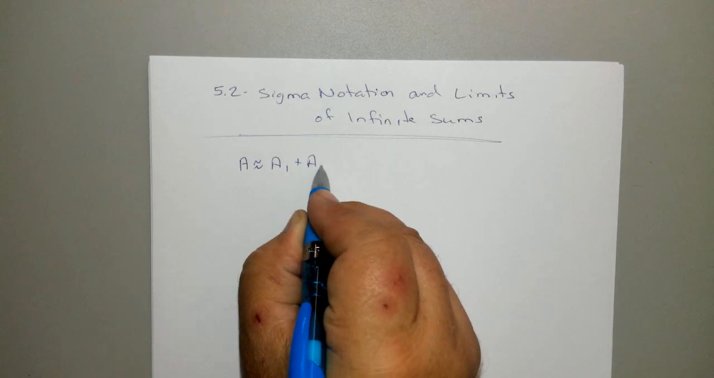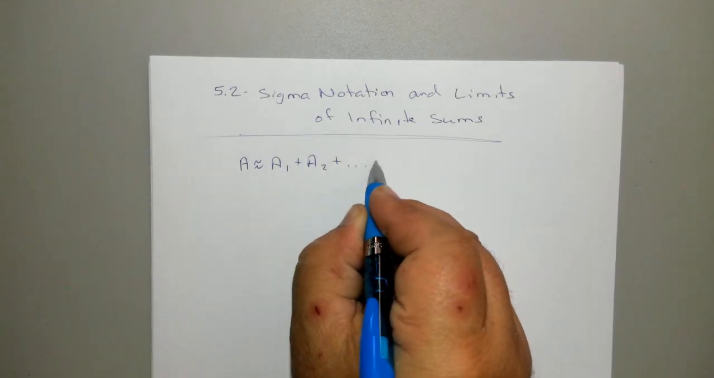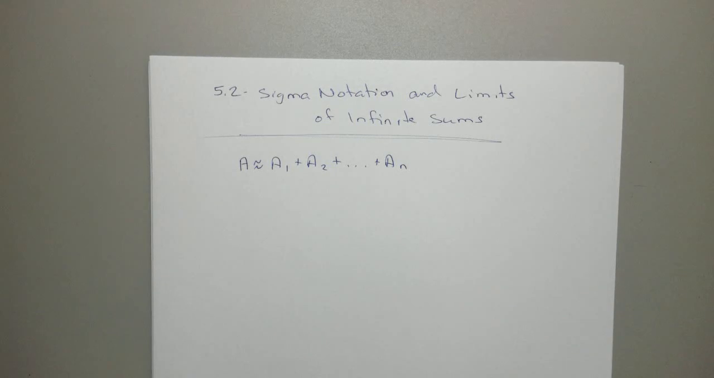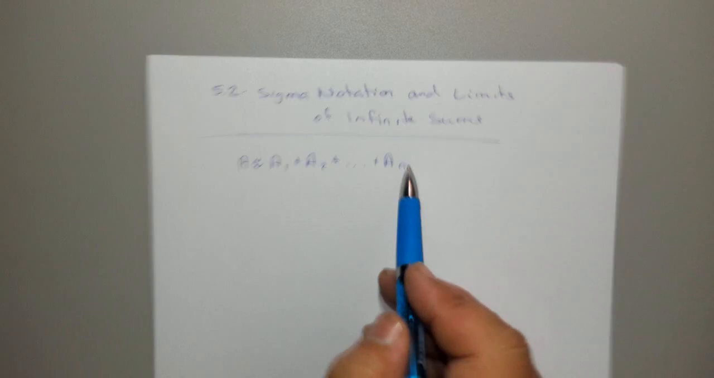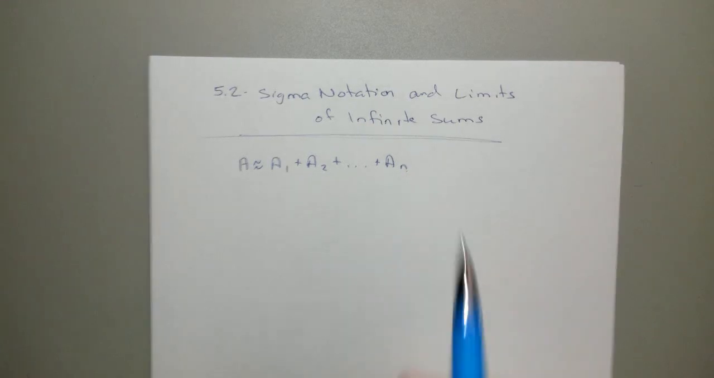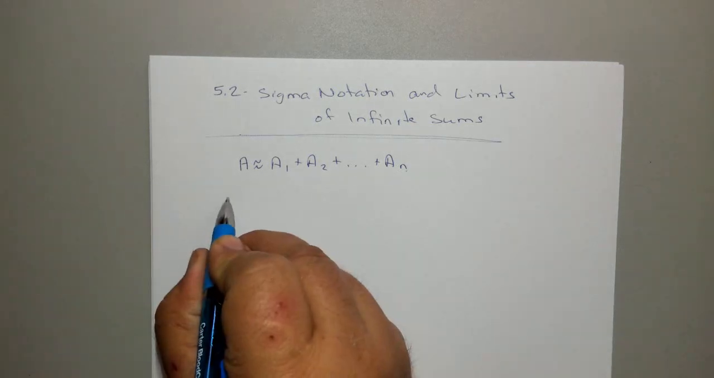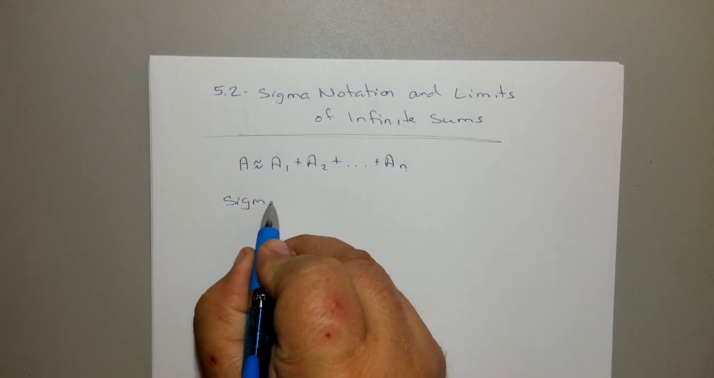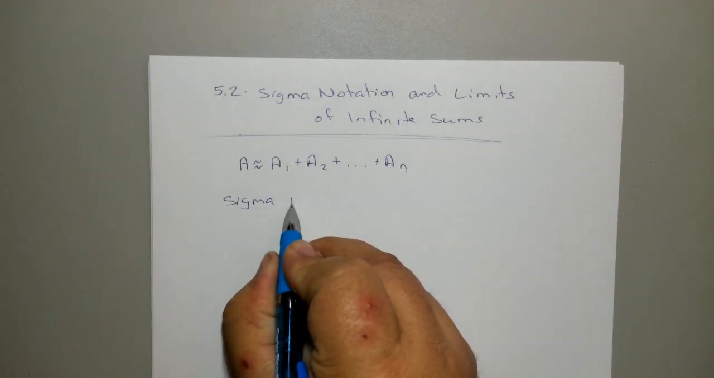It gets boring writing this over and over and over and over. Especially if n was, let's say, 1,000. So what we use instead, bring back all the food, is a sigma notation.